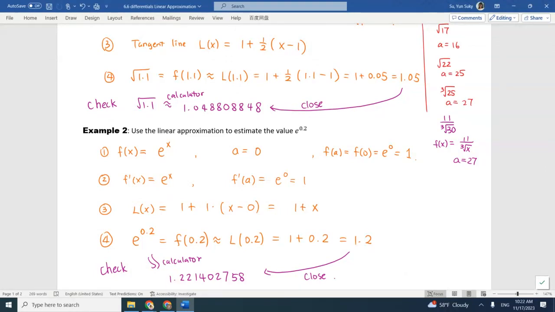All right, everybody? So yeah, more exercise. You can try that one. And more exercise, you can try ln of 1.17. At home, you can try this. By the way, for ln 1.17, what is your a? 1. Yes. ln of 1 is 0. So the good number is 1. Okay, everybody? So practice more.